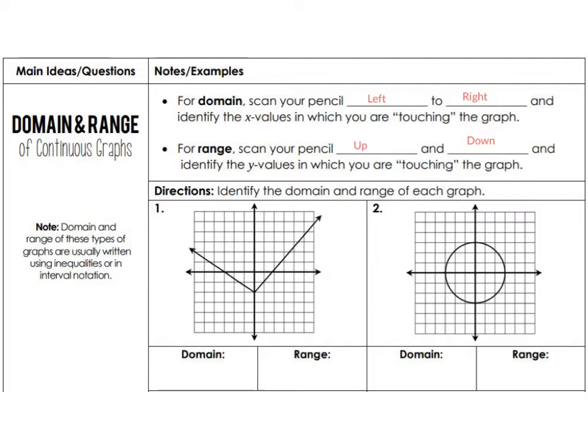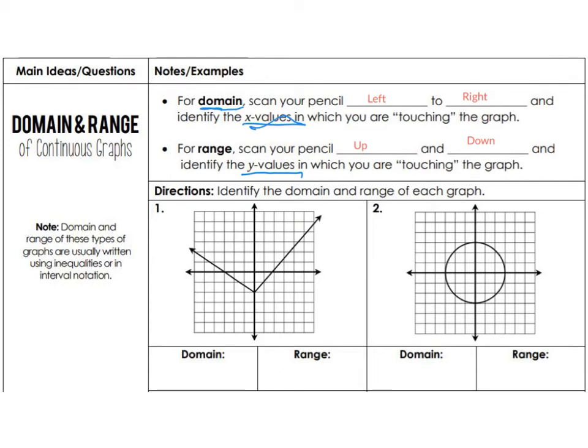Now what we're going to look at is the domain and range of continuous graphs. So when we look at these graphs in 1 and 2, for the domain, because we know that this is your x values, what we're going to want to be looking for is basically scanning our pencil from left to right and identifying which x values you're touching the graph. And for the range, since we know they're your y values, this is going to have us looking up and down, and this will help us identify the y values you're touching on the graph. So let's take a look at these two.